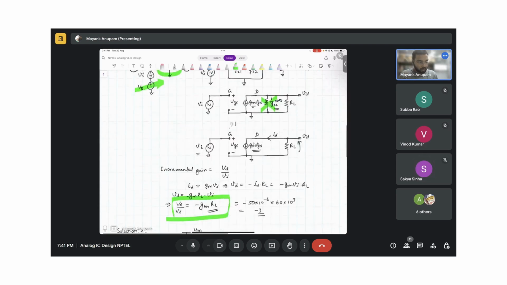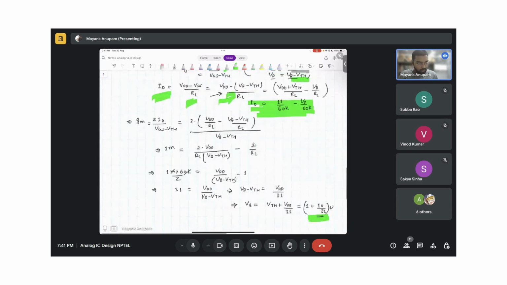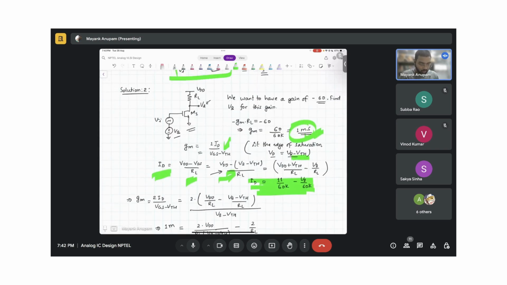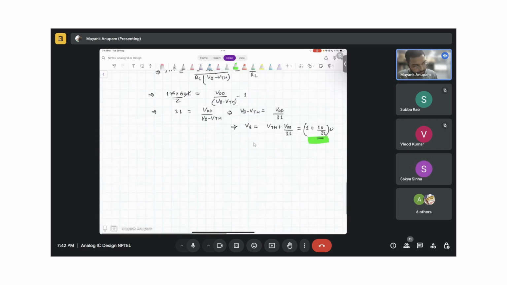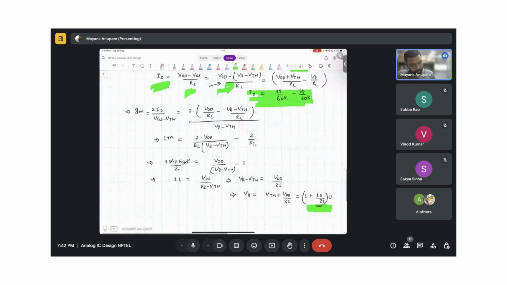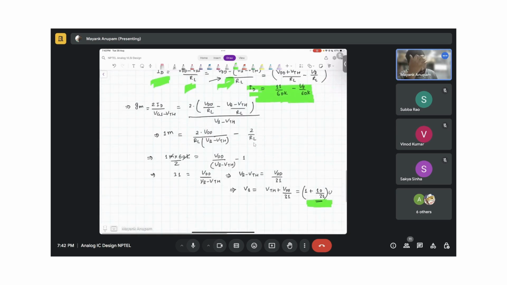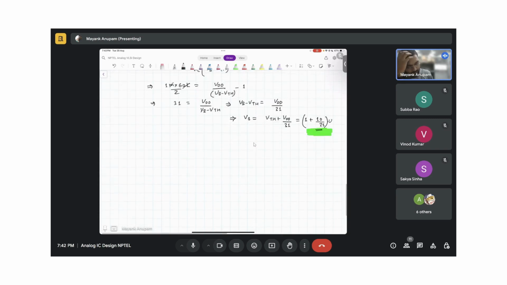Yes. Now tell me, in doing all of this, we didn't actually find out what should be the transistor size. Yes, we didn't do that, right? We have not yet found out the transistor size, W by L. So tell me, for this particular VB and this particular current, what should be the transistor size? What should be W by L? Can you find out?